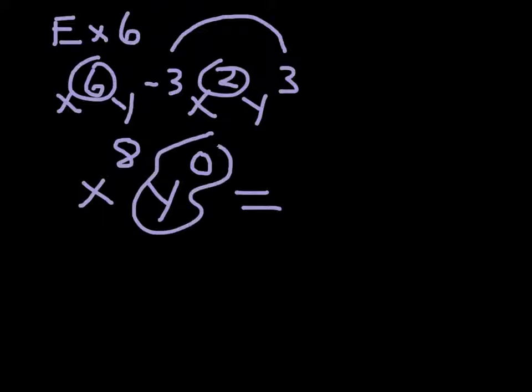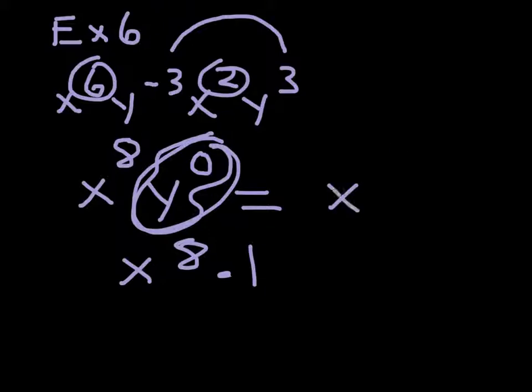Now, I really want to emphasize one point. So if this is 1, what's x to the 8th times 1? Anything times 1 is itself. So it's x to the 8th. So we really don't have that value of y involved because the value of y to the 0 becomes 1. And anything times 1 is itself.